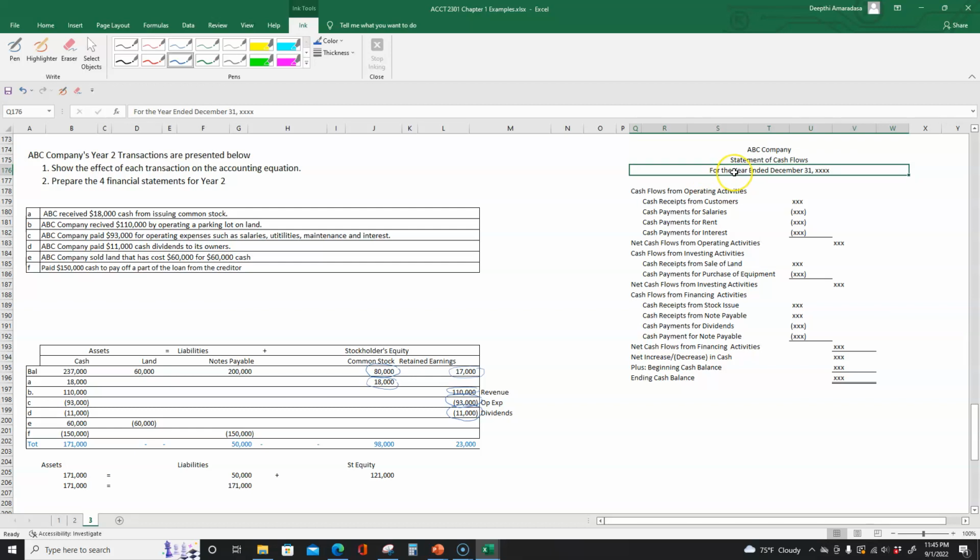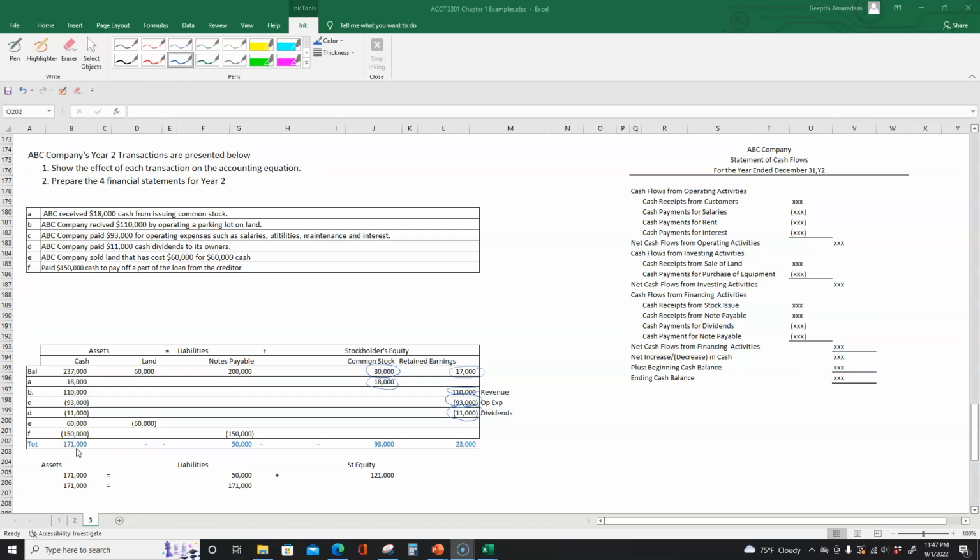So this would be a period of time statement, so it's for the year ended December 31st. And for this example, we're looking at year 2. So that's the only change for the header information. Now to get the numbers in the statement of cash flows, we said that only cash transactions appear on the statement of cash flows. If you look at the transaction analysis, the cash account column here has all the numbers that you need to prepare your statement of cash flows.